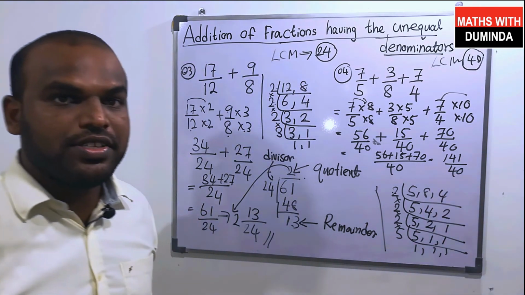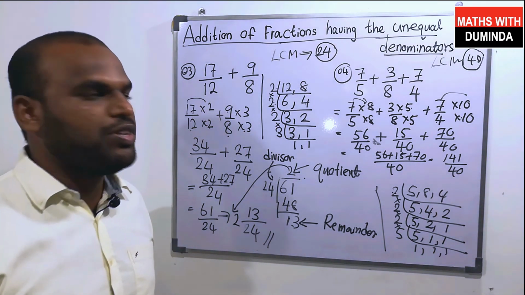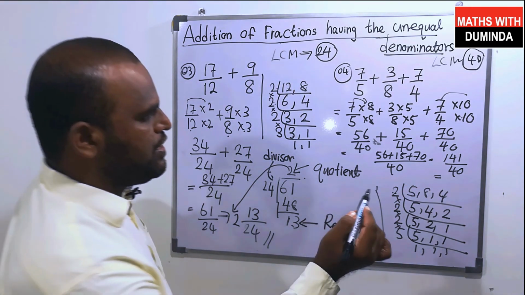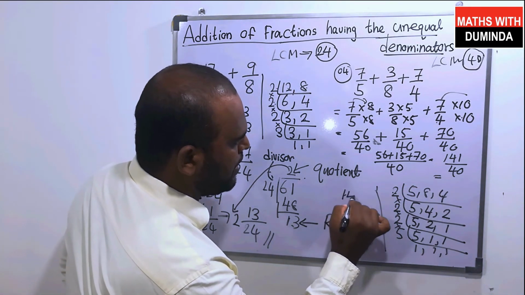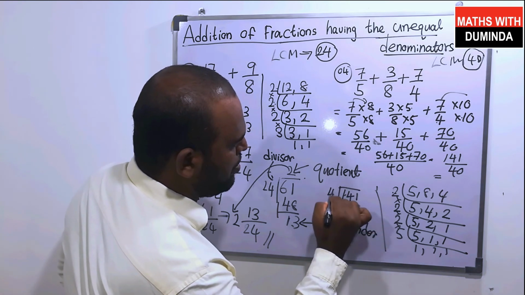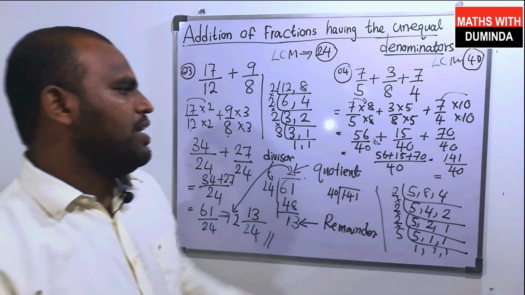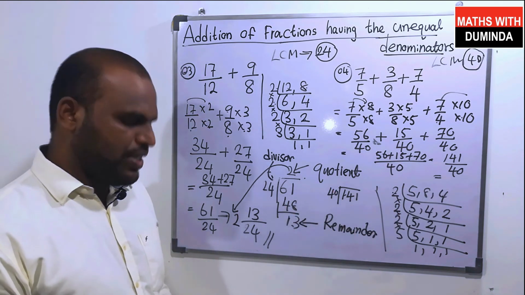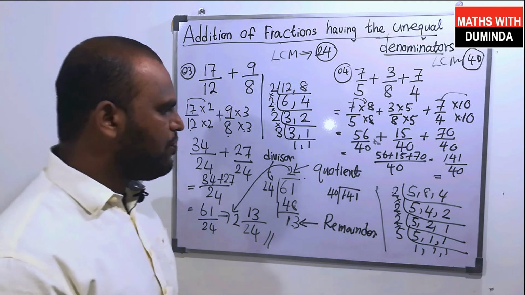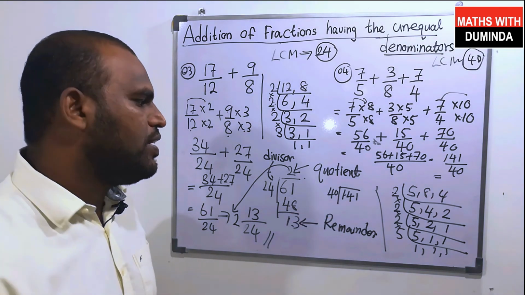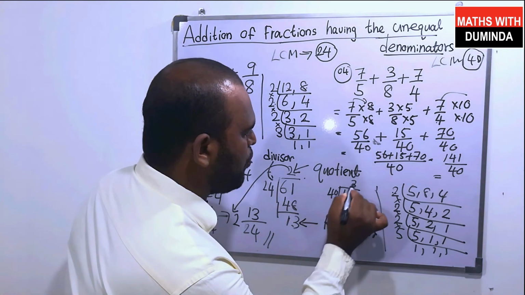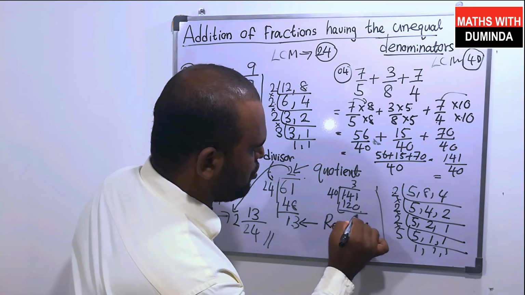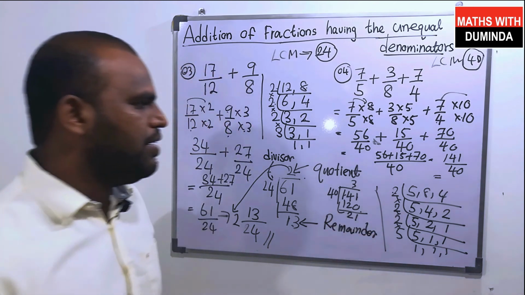Is that my final answer? No, because it's an improper fraction, so we have to keep it as a mixed number. Therefore, we need to divide 141 by 40. Numerator divided by the denominator to convert an improper fraction into a mixed number. So how many 40s can we pull out of 141? Obviously there's 3. Then 40 times 3 is 120. So 1 minus 0 is 1 and 21 is the remainder.